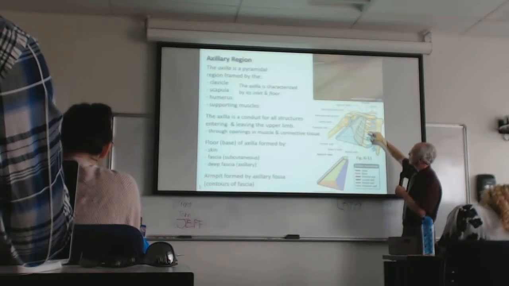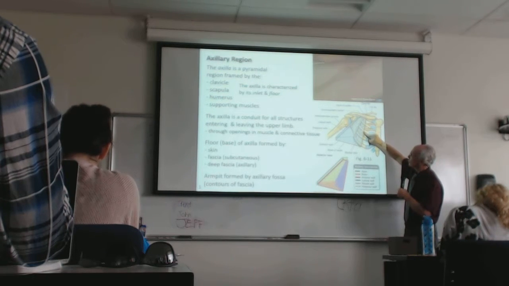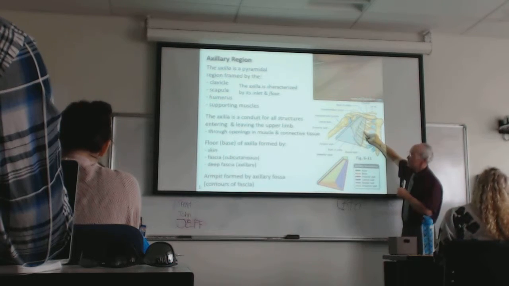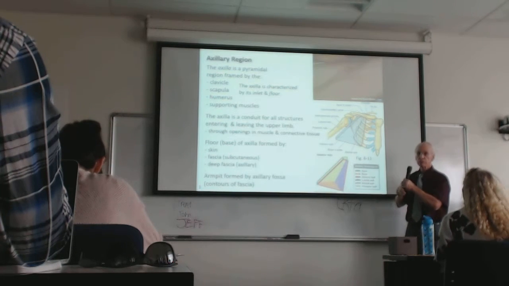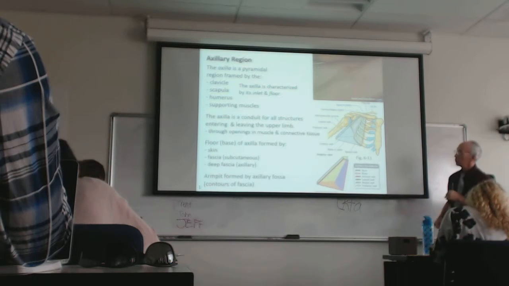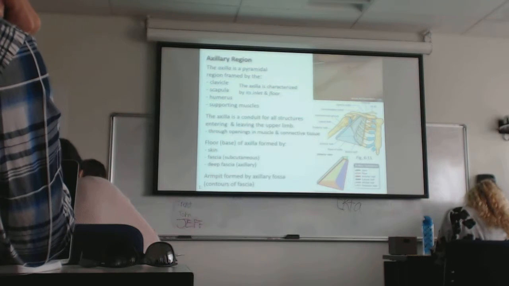But in general, it's just this space that's between, and you don't really think about this space. You don't think about it being all that significant. But it's the space between your arm, your humerus, and your thoracic wall. So again, it's a rather limited space, but a number of critical neurovascular structures pass through the axilla.